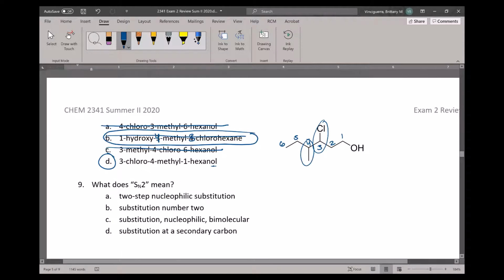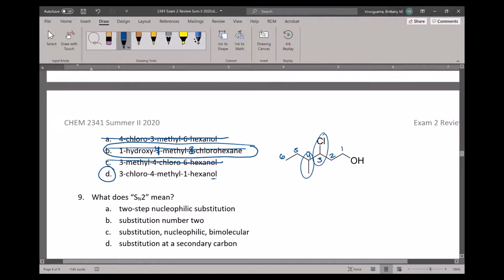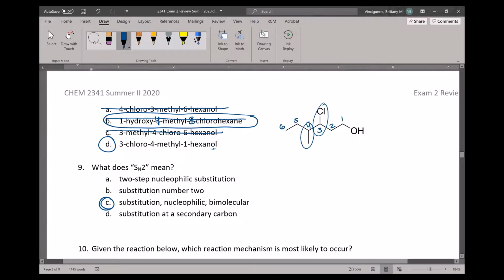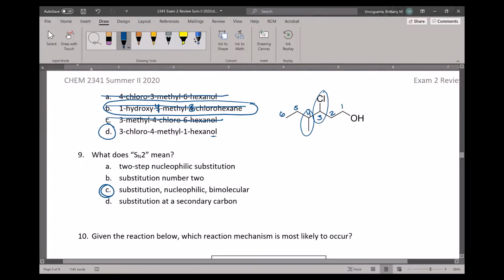What do the letters SN2 stand for? Do you guys remember? Bimolecular nucleophilic substitution. Right. That's not a question I would ask really. It's more just, you should know what that stands for because I do ask questions about the rate law sometimes. And remembering that it's bimolecular can help with the rate law.